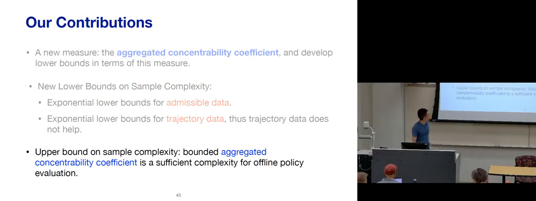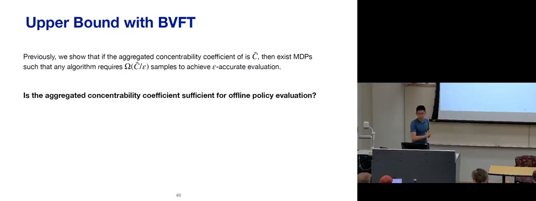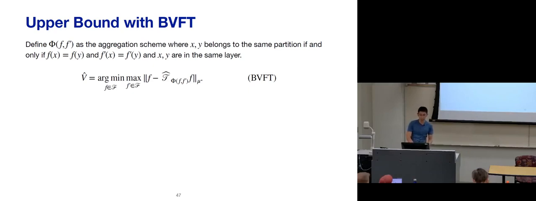And finally, we'll go through the upper bounds. The upper bound will adopt the same algorithm as in Xie and Jiang's 21 paper. They proposed the algorithm called BBFT. And we will ask whether this aggregated conservability coefficient is a sufficient condition for the policy evaluation. And the answer is yes.